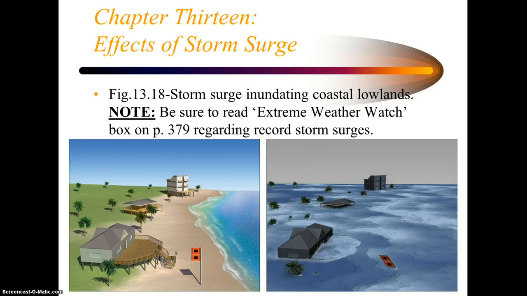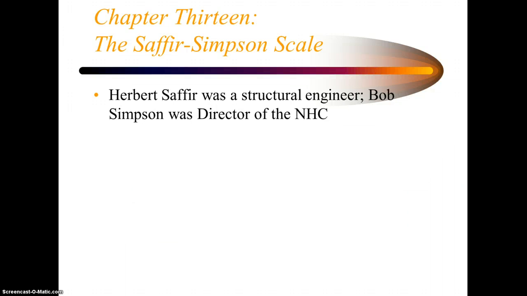This is a little graphic about storm surge, and I highly recommend that you read the Extreme Weather Watch box on page 379 regarding storm surges. So here you are, you've worked the same job for 30 years, you had the party, they gave you the gold watch, you built your version of Margaritaville on some barrier island off the coast of Texas or North Carolina, and then a hurricane comes and the storm surge comes in because of the wind and high water, and it's bye-bye Margaritaville. So there are vulnerable parts of our coastline along the United States due to storm surge.